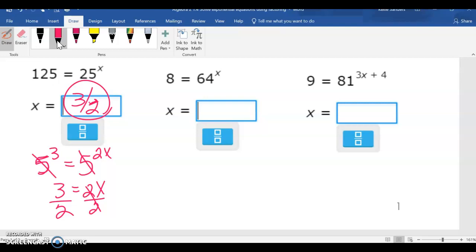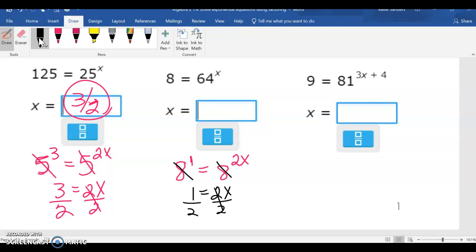Okay. There's a couple ways that we could do this one, but I'm going to do it the way that most of you are going to think about it, because you see 8 and 64. 64 can be replaced with 8 squared, because 8 squared is 64. There's still an x up there, and what would the exponent be with just the plain 8? It would be 1, because 8 to the 1 is 8. So we're going to take those 8's out, and 1 equals 2x. We're going to divide by 2, and 1 over 2 is going to be your answer.